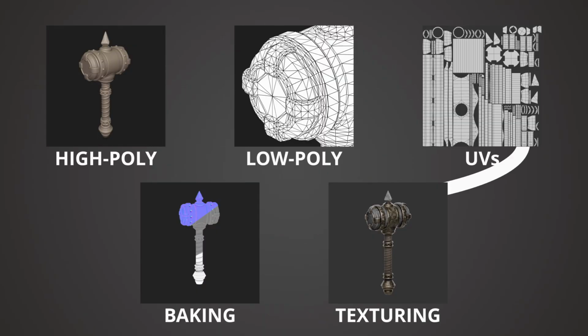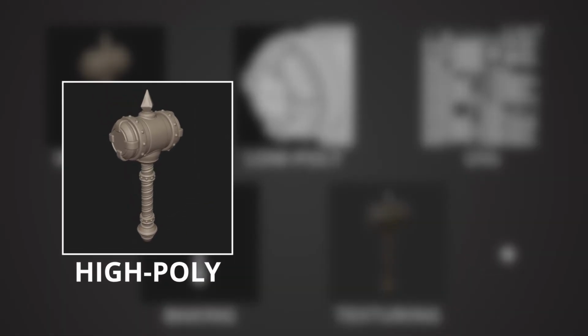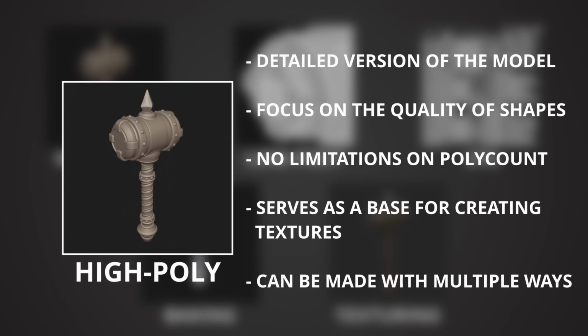The process goes something like this. First is making the detailed high poly version of your model. In this step we want to focus on the quality of the shapes, make curved surfaces smooth and edges beveled to catch the light. There's no limit on poly count, you can go as high as possible as long as your software doesn't crash. Find a balance on what details you have to do with modeling. A lot of the surface details like scratches and so on can be done with texturing.